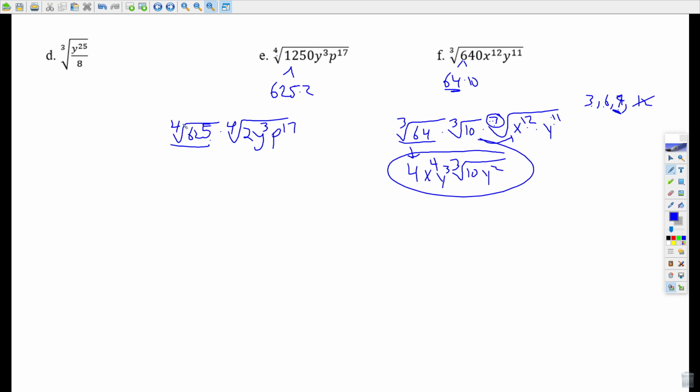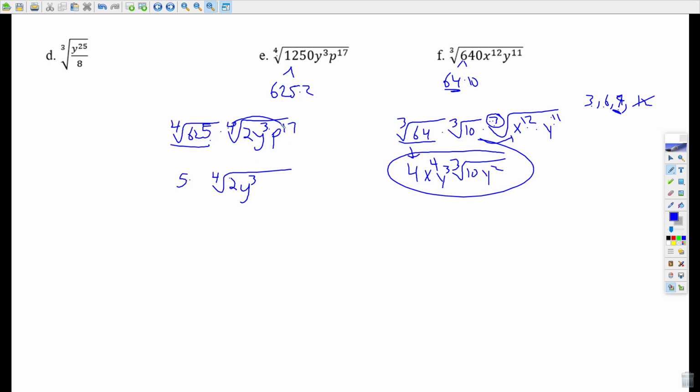Okay, this part we know how to do. 4th root of 625 would be 5 times, I'm going to leave some space here. We have the 4th root of, 2 is going to stay in there. Then you ask yourself, how many times does 4 go into 3? Well, that's not possible. 4 does not go into 3. There's not enough. You have to have a 4 or higher to actually take anything out. So this y to the 3rd is going to stay exactly where it's at.